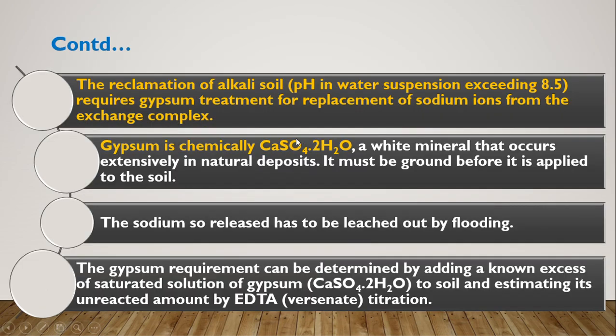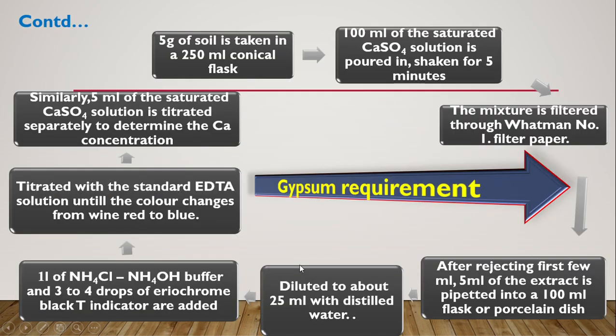And gypsum is the mainly used chemical compound which is used for replacing this alkalinity in the soil. The chemical name of gypsum is calcium sulfate, CaSO4·2H2O. So we can see how this gypsum acts. The gypsum requirement, how much gypsum is needed for removing the alkalinity of a particular soil, is known as gypsum requirement. How can we calculate this gypsum required for removing the alkalinity? So there is a method for that. This method is explained here.